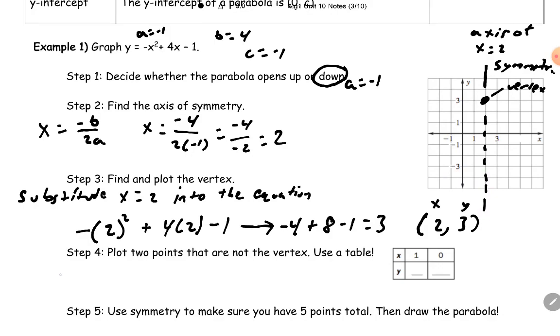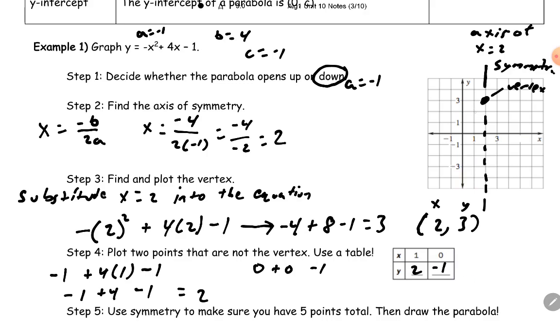So if I plug in 1 to the equation, I'll get 1 squared times -1, which is -1, plus 4 times 1 minus 1. So I'll have -1 plus 4 minus 1, which is 2. Okay, so I got 2 there. And then I'm going to plug in 0. 0 is a lot easier to work with. 0 plus 0 minus 1. So 0 plus 0 minus 1 is negative 1.